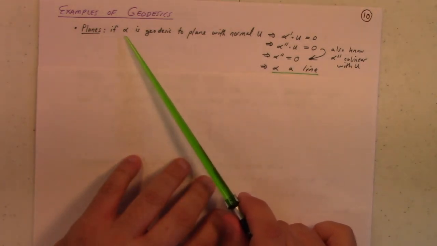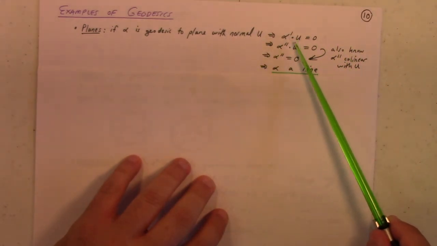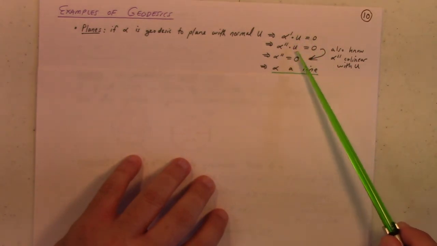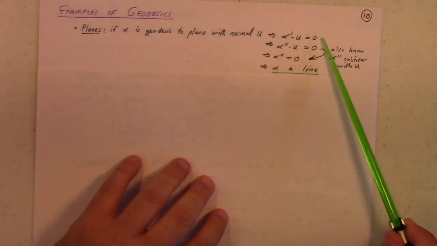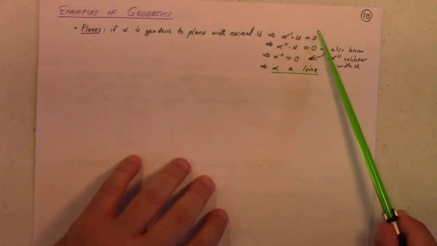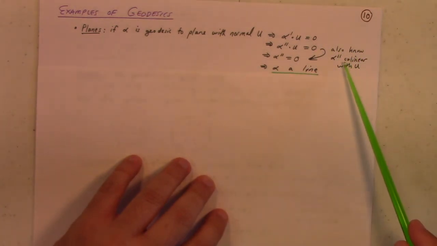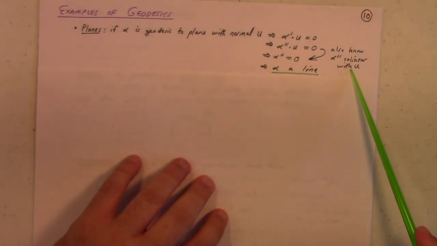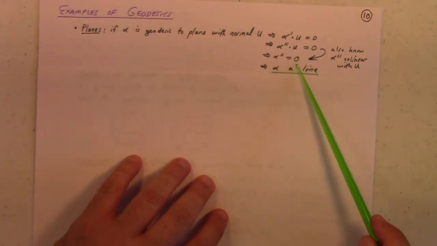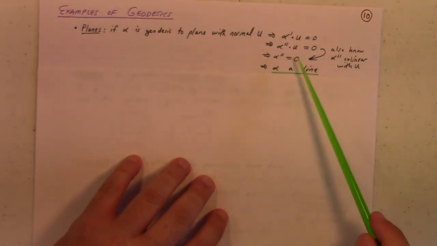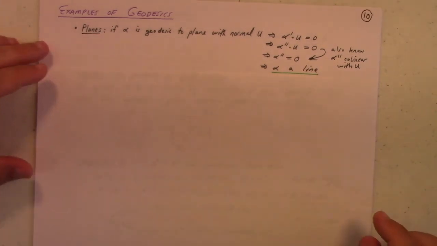Planes: if alpha is a geodesic in a plane, and the plane has normal u, then first of all, alpha prime dot u is equal to zero, because the velocity has to be perpendicular to the normal. Differentiating that gives me acceleration dot the unit normal equal to zero. But because it's geodesic, the acceleration is collinear with u. So how can you be collinear with u and be perpendicular to u? The only way is if you're zero. And if the acceleration is zero, we can integrate twice and we get a line. So the only geodesics in the plane are lines, all right?